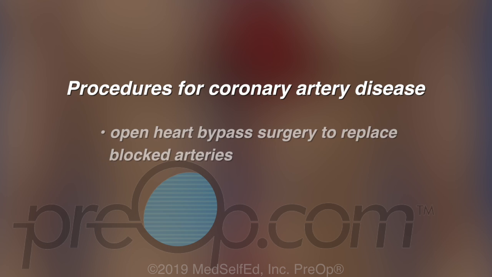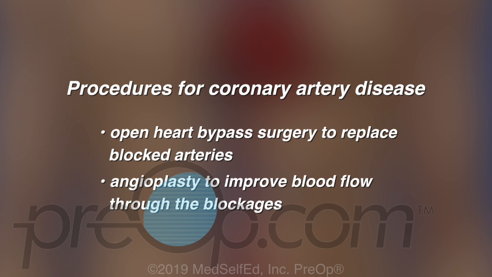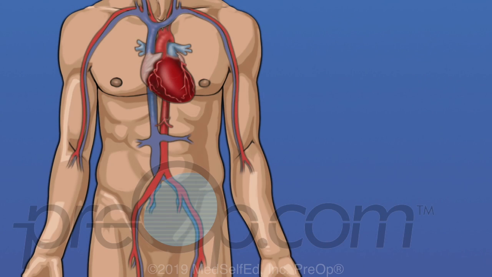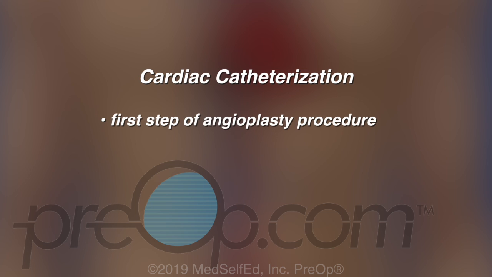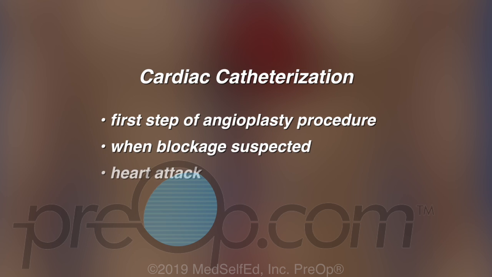Common procedures to treat coronary artery disease include open heart bypass surgery to replace blocked arteries and angioplasty to improve blood flow through the blockages. A heart catheterization procedure, also called a cardiac cath, is needed to decide which treatment option is appropriate for you. A cardiac cath is the first step of an angioplasty procedure. It may be recommended when a blockage is suspected with a heart attack, chest pain, and shortness of breath.